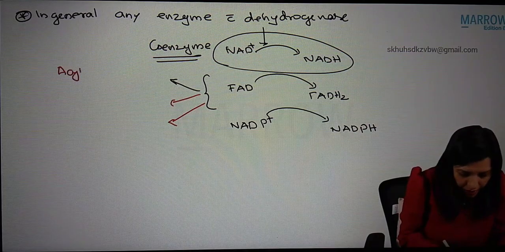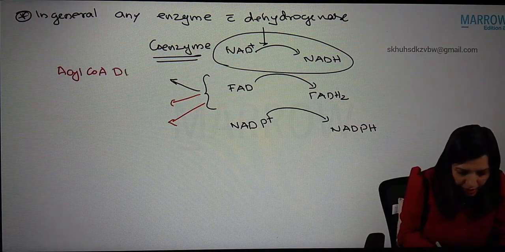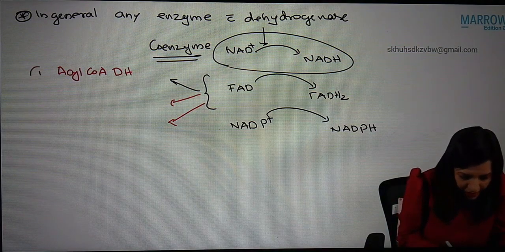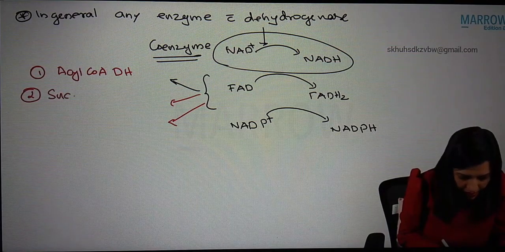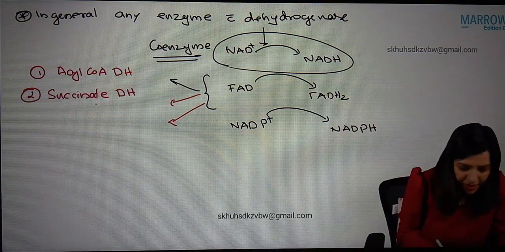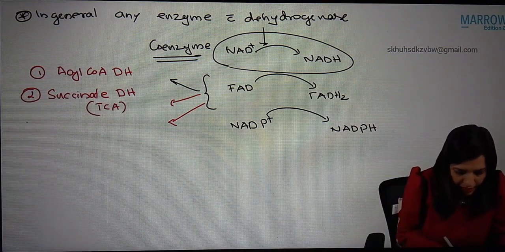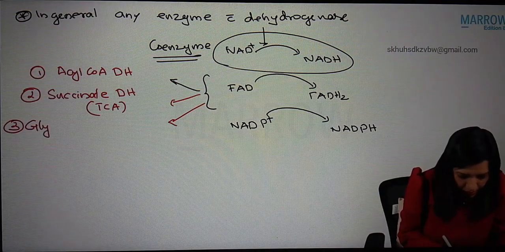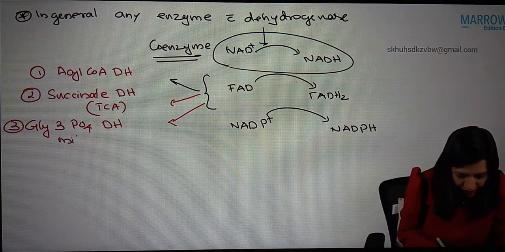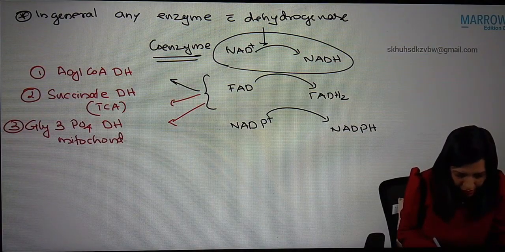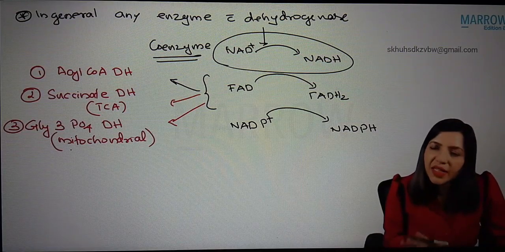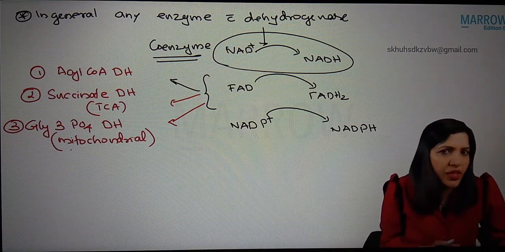The first one is acyl coenzyme A dehydrogenase, which is an enzyme in beta oxidation. The second is succinate dehydrogenase, which is an enzyme in the TCA cycle. Then the third one is glycerol 3-phosphate dehydrogenase, and specifically this is the mitochondrial one. The cytoplasmic one is also there, but it is not FAD to FADH2. So these are the only 3 enzymes where FAD to FADH2 occurs. So we can learn that.